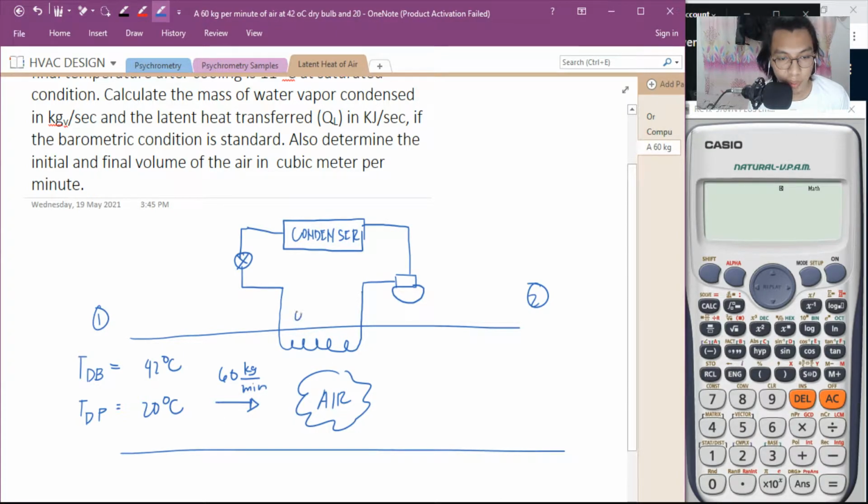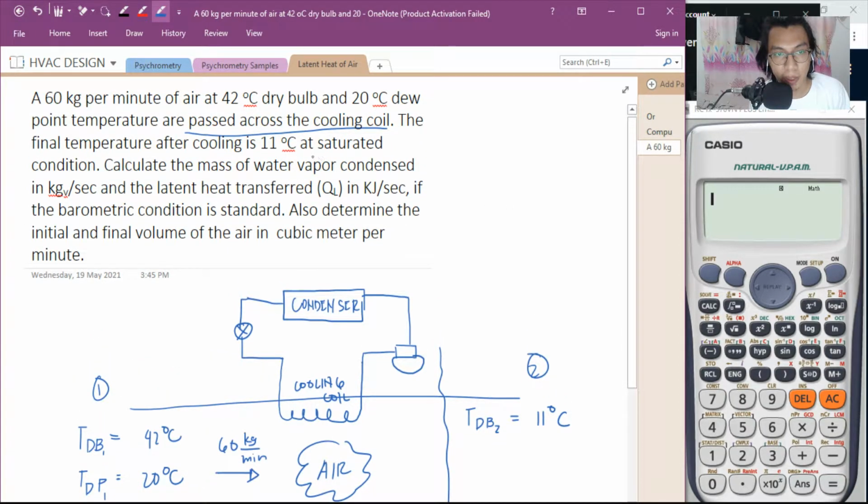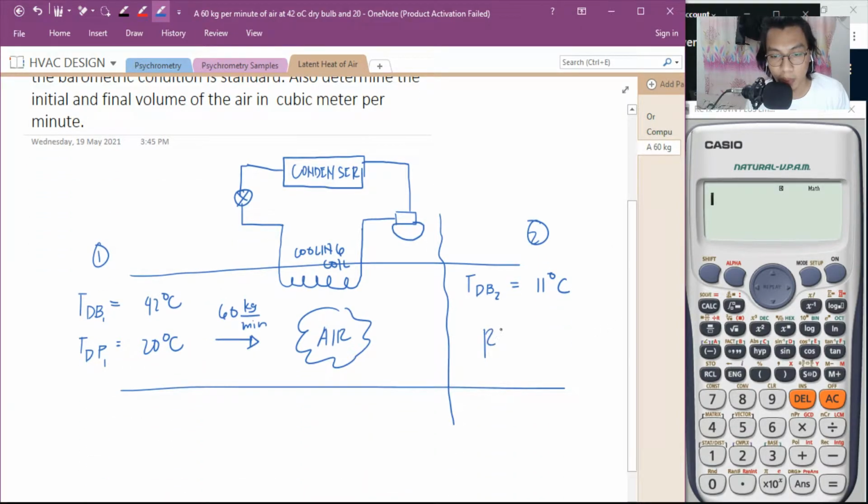Now, if this is your cooling coil, pagdating ng itong boundary na ito, this is 2, okay? Nagkaroon ng changes dyan. Ang given sa'yo is meron kang dry bulb temperature here. If this is 1, this is 1, this is 2. Where 11 degrees Celsius yung final state mo. And sinabi dito na after passing to the coil, it is saturated at that condition. Ibig sabihin, kapag naging saturated ang condition mo, therefore, RH is equal to 100%.